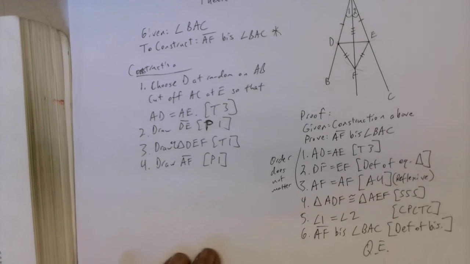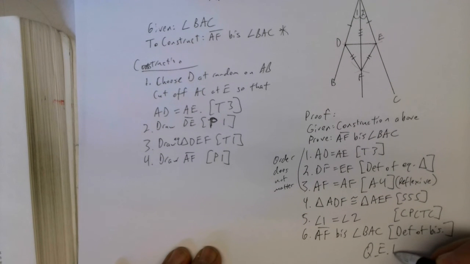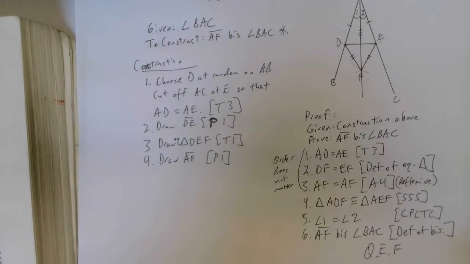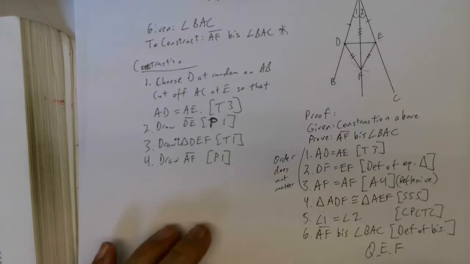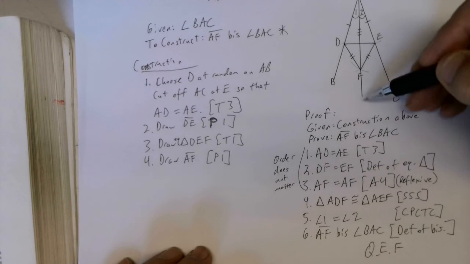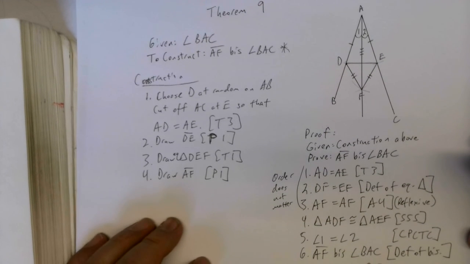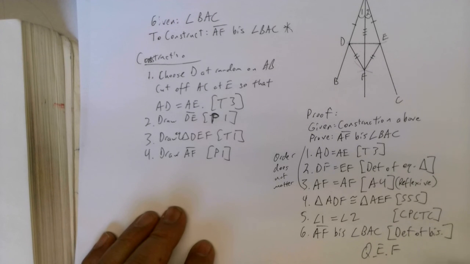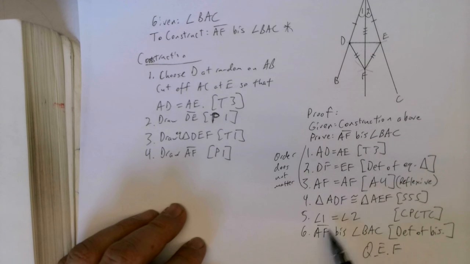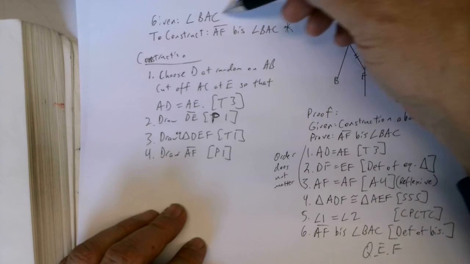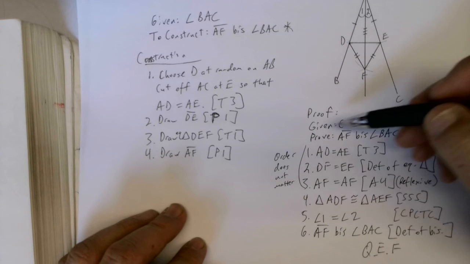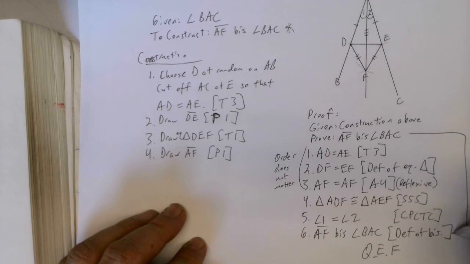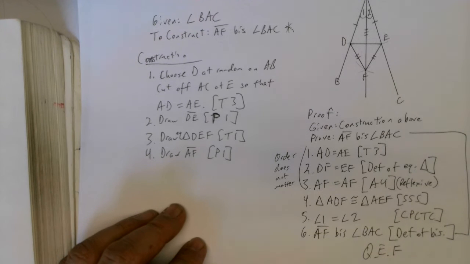QED, remember what we say after a construction? We don't say QED, we say QEF, quod erat faciendum, which was the thing we needed to make or to do. We needed to bisect that angle. And so this just says we have done it. Notice again how this matches the original thing that we had to construct. It also matches what we wanted to prove. That's it. Onward to Theorem 10.